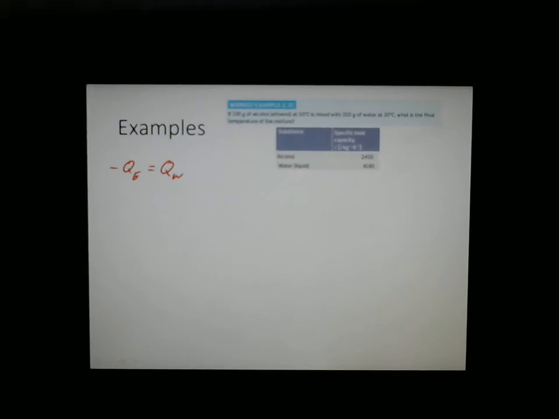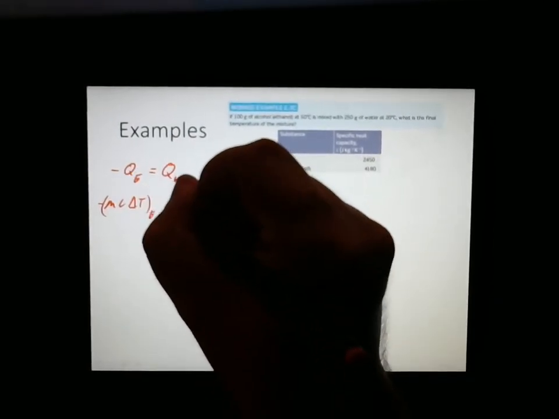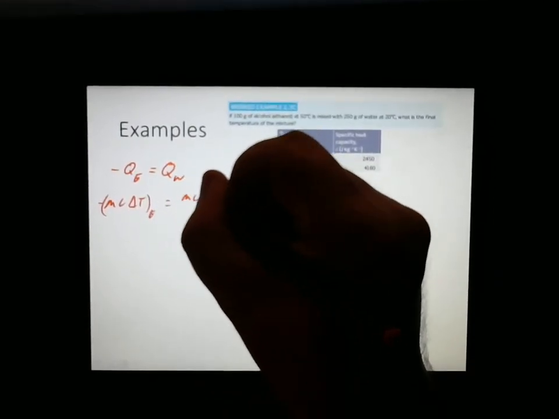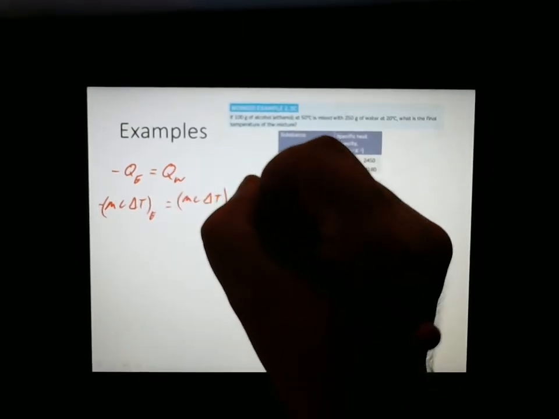Okay? And if you have a look at the worked example for 2.3c, you can see that's what Wilding has done there. He's gone minus QL. I'm assuming he's using L for loss, as I said before, but then he's put alcohol after it because that is the thing that is losing energy here. Let's write our formula out. Negative MC delta T, I'll put E for ethanol, equals MC delta T for water.